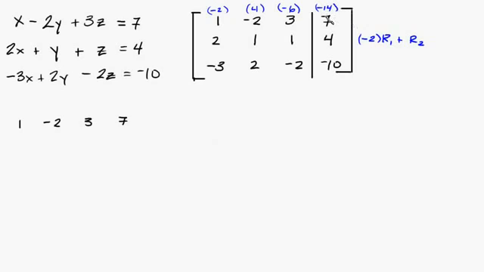Now if I add this row, -2 plus 2, I get a 0, right? So let me write a 0 there. Then 4 plus 1 is going to be 5. -6 plus 1 is going to be -5, and -14 plus 4 is going to be -10. Okay, and then I'll just write down the rest of these numbers down here: -3, 2, -2, and -10.